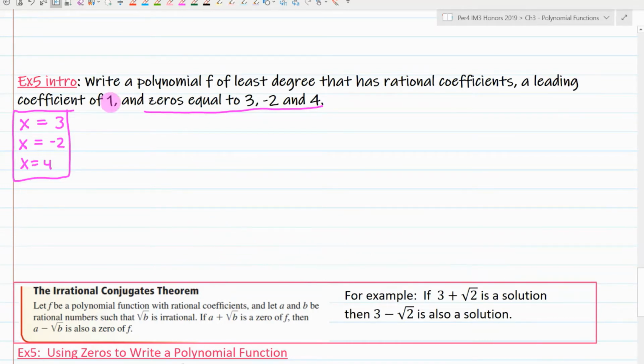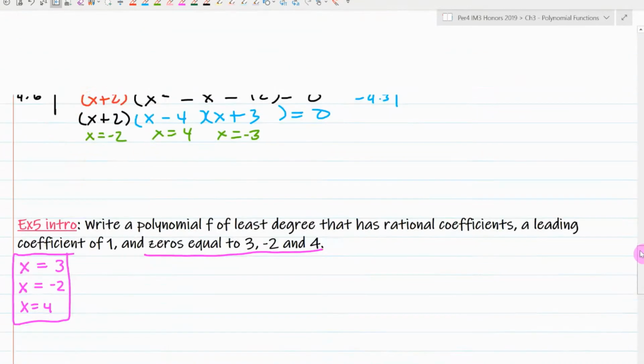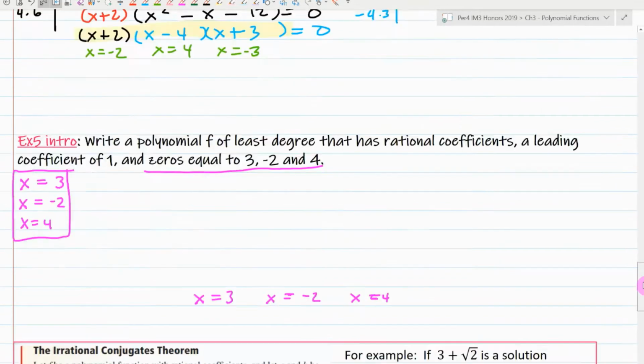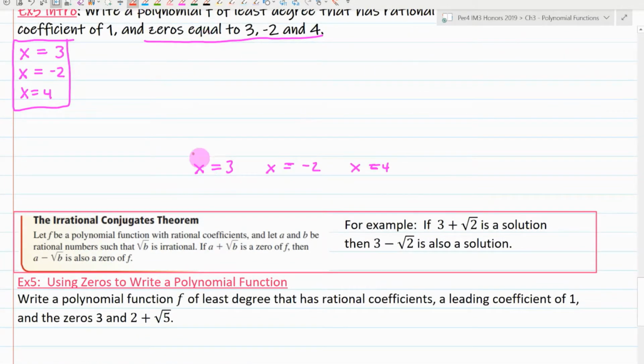So let's say we were solving this problem. If we were solving this problem and at the end we got x equals 3, x equals -2, and x equals 4. Those were our zeros, like we did up here, right? Then that means that the step right before it would look like this one. Okay? So that means that the step right above this would have looked like this: x minus 3, x plus 2, x minus 4 equals 0. Well, that's exactly what's happening.